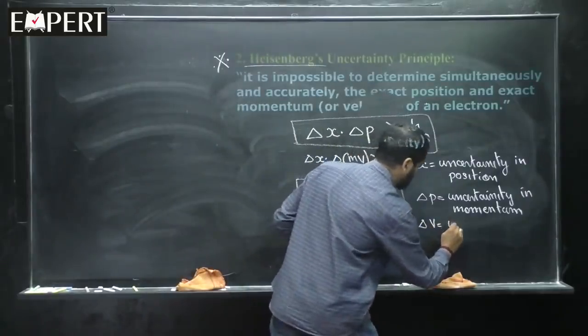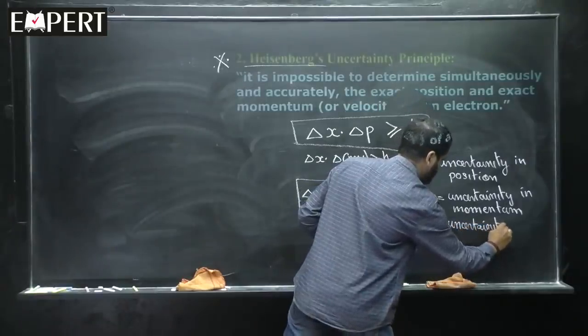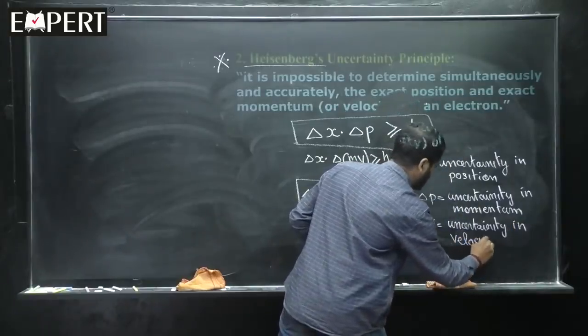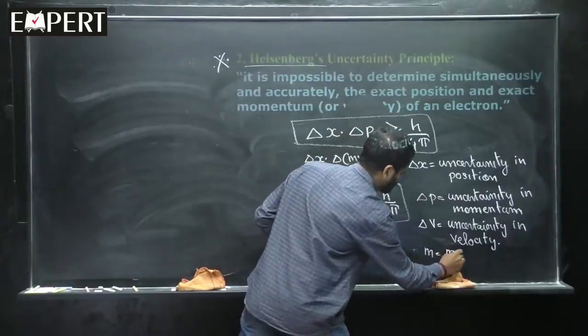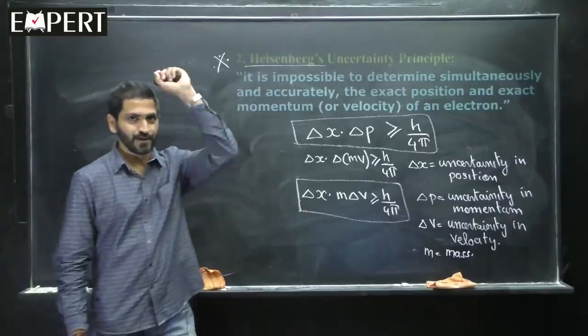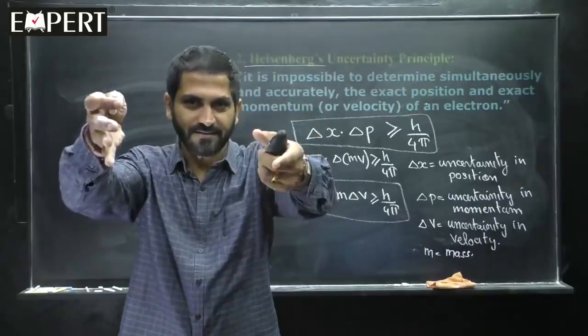It's equal to uncertainty in velocity, m, mass of electron, if it is an electron. Correct? Is it clear? So, now utter confusion, whatever you studied, obviously you have to study.